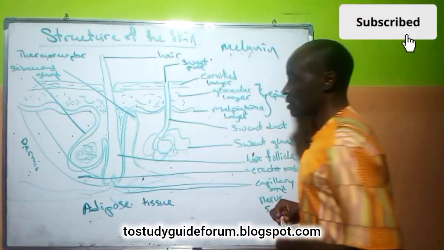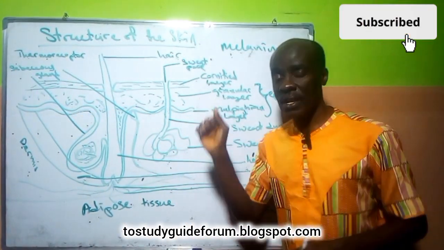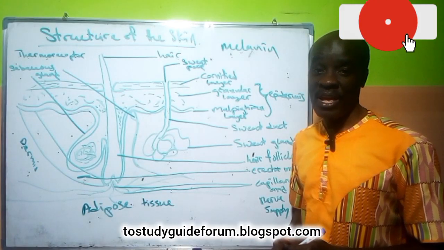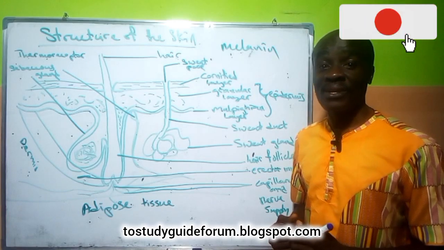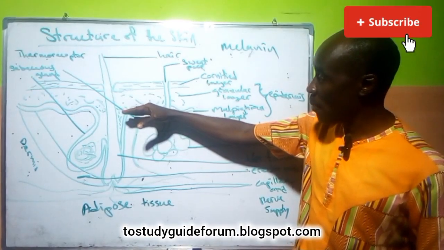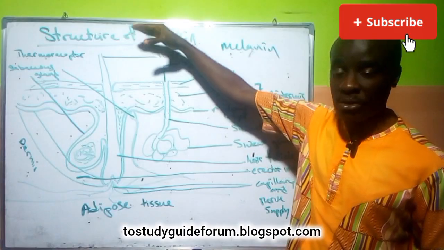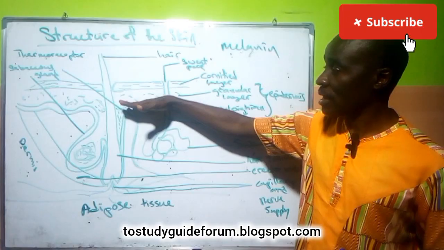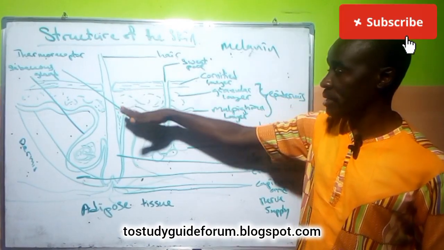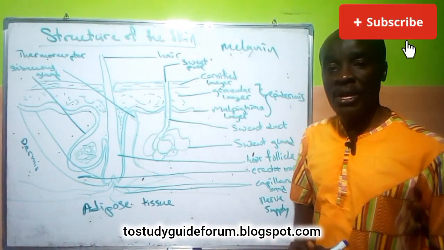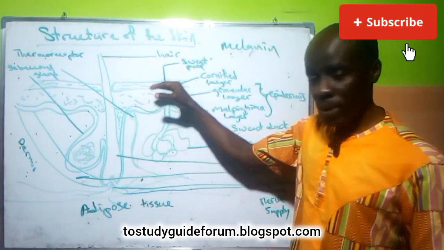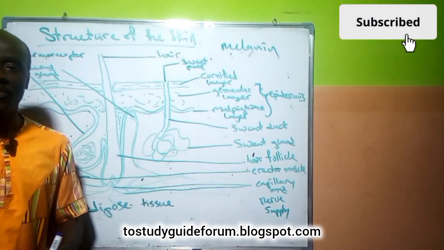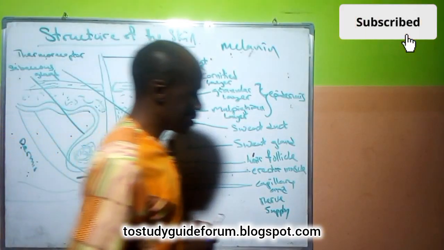The next one we look at here is the granular layer. This granular layer also is living, made up of active and living cells. One thing about these cells is that they grow away from the dermis. That means they move upward. As they grow up like that, going toward the surface, they form keratin.